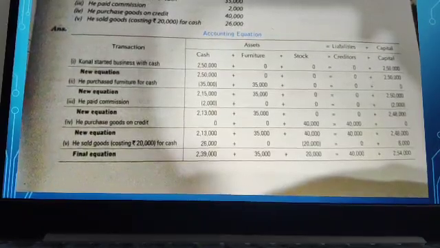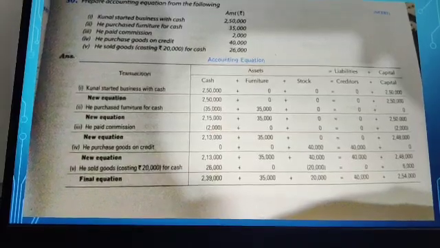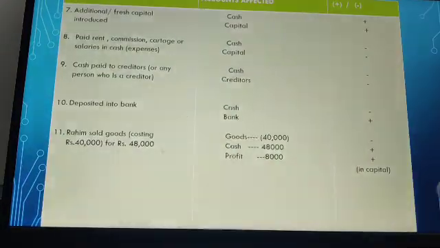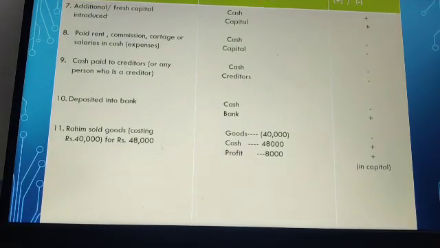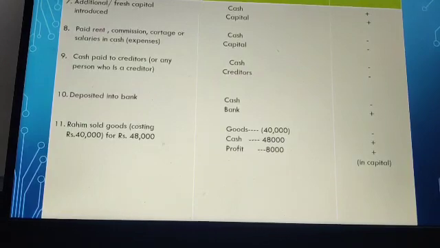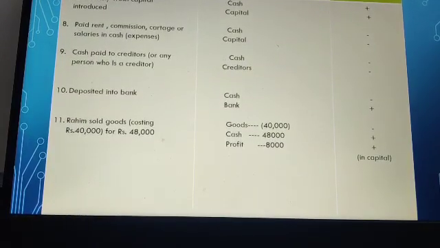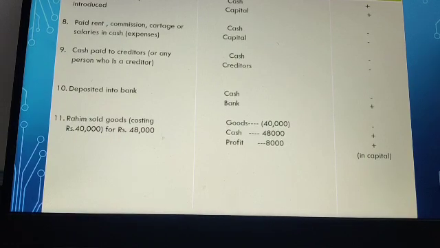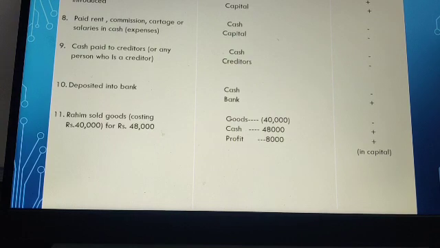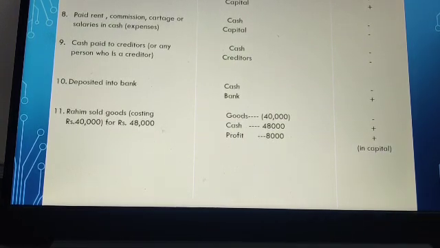Now the very next transaction is, he sold goods costing rupees 20,000 for cash at rupees 26,000. Students, see over here. There's a person named Rahim. He sold goods costing rupees 40,000 for rupees 48,000. Basically the cost to produce goods was rupees 40,000. However, that person sold it at 48,000. Now that 8,000 is his profit. So how are you going to record?